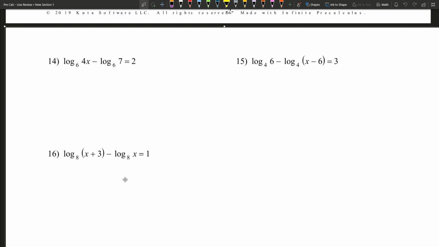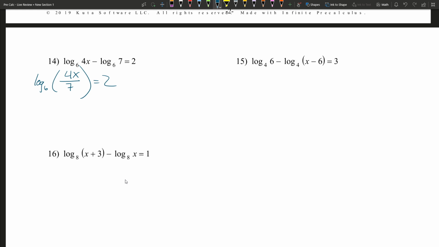Okay. Number 14. When you have a problem that looks like this, where you have two logs with the same base is equal to something else, the first thing that you need to do is to condense them. All right. So this is log base 6 of something minus log base 6 of something else. So because of that minus there, we can use the quotient property. So we can condense this into log base 6 of 4x divided by 7. So that's step one, is just to condense something.